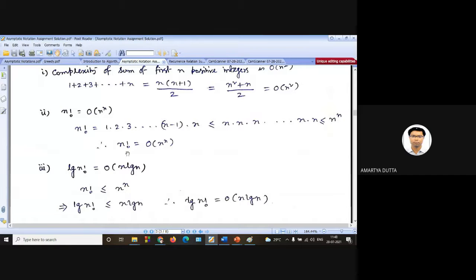So that's why you can say that n to the power n is the upper bound of n factorial. If this is f(n) and this is g(n), after a certain input size n0, n to the power n will grow faster than n factorial. That's why n factorial is big O of n to the power n. Is it clear?